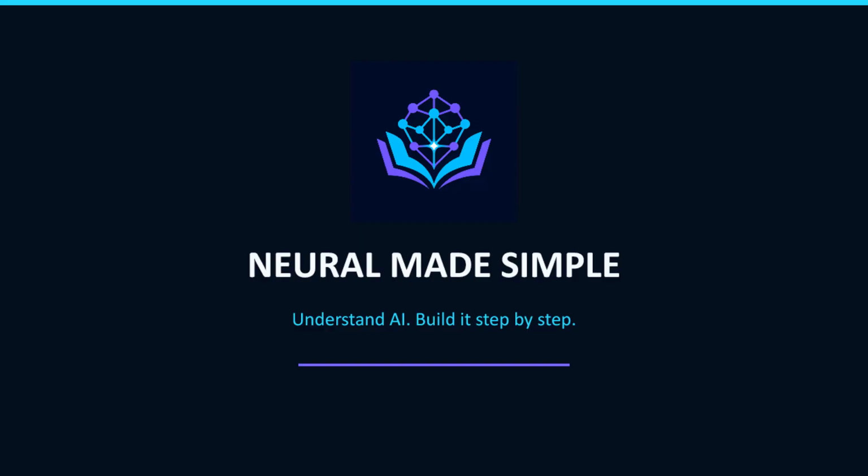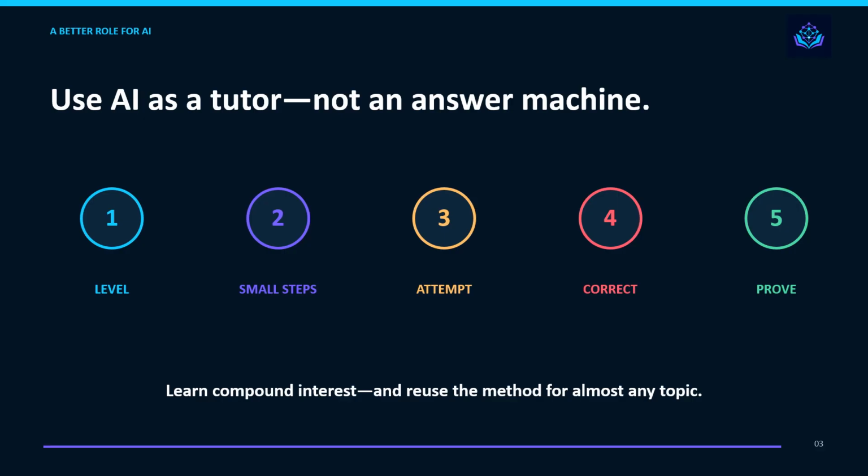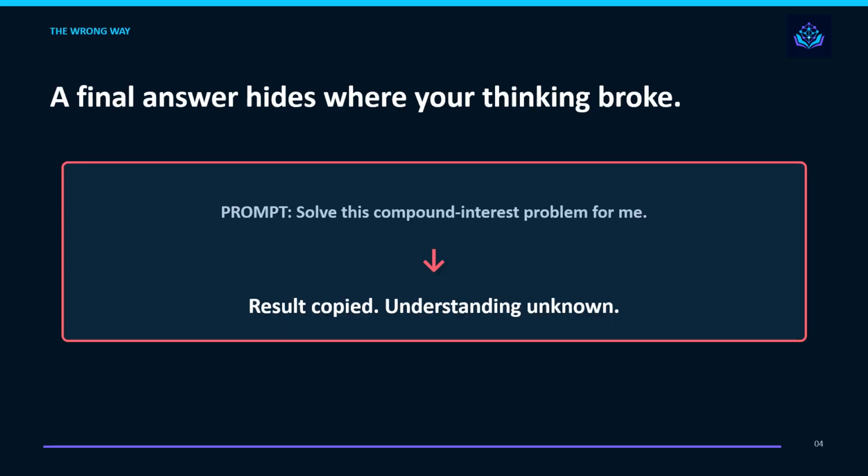Neural Made Simple. In the next few minutes, you will learn a 5-step method for learning almost any topic with AI without outsourcing your thinking. We will use compound interest as a real example. The common approach is to paste a question and ask for the final answer. That can complete an assignment, but it hides the exact point where your understanding breaks.